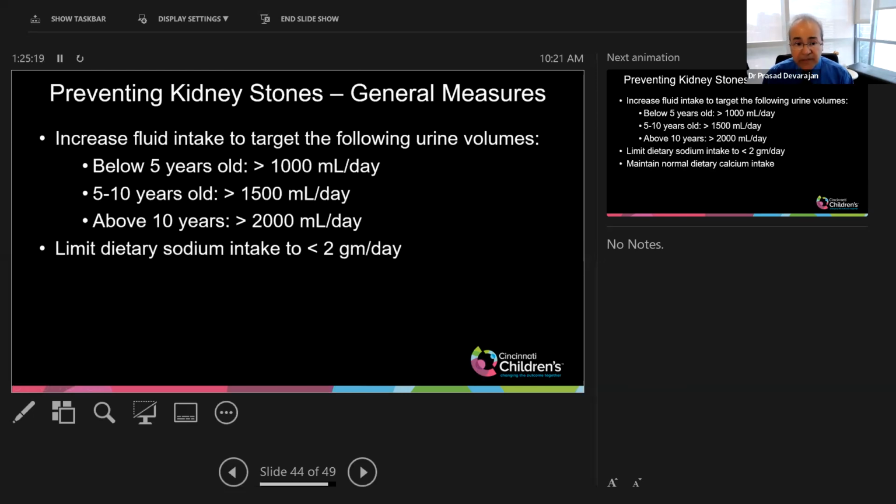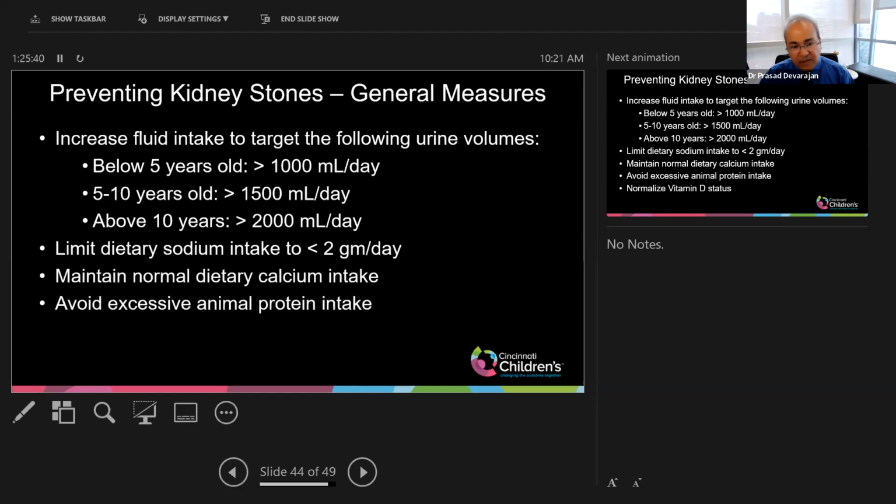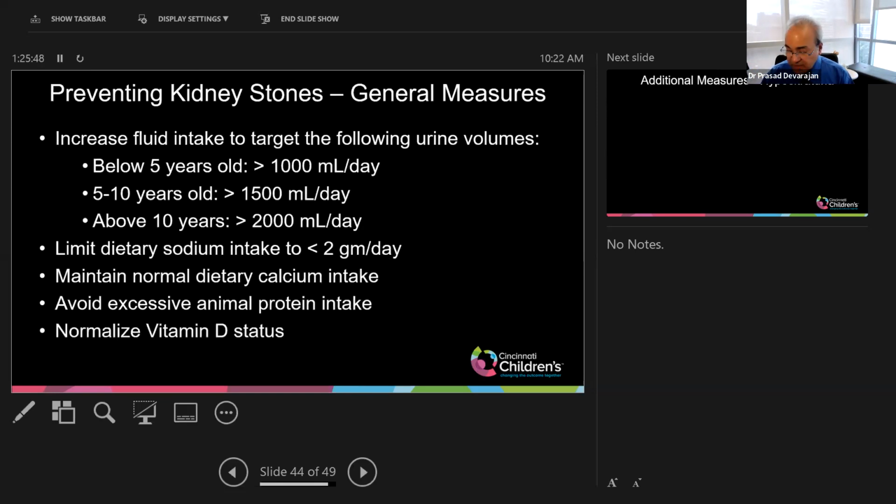We tell them to limit their dietary sodium intake. When we take in excessive sodium in the diet, that gets excreted by the kidney, and that drags calcium with it and causes a local hypercalciuria. We tell them to maintain a normal dietary calcium intake because we do not want them to have low calcium levels in their gut, which will lead to oxalate reabsorption. Good luck with this. Avoid excessive animal protein diet. And we normalize vitamin D status because excessive vitamin D can cause excessive absorption of calcium from the gut.